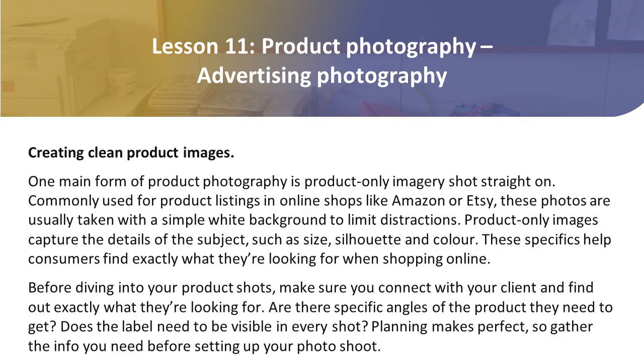Let's take it step by step, starting by creating clean product images. One main form of product photography is product-only imagery, shot straight on, commonly used for product listings in online shops like Amazon or Etsy. These photos are usually taken with a simple white background to limit distractions. Product-only images capture the details of the subject, such as size, silhouette, and color. These specifics help consumers find exactly what they're looking for when shopping online.